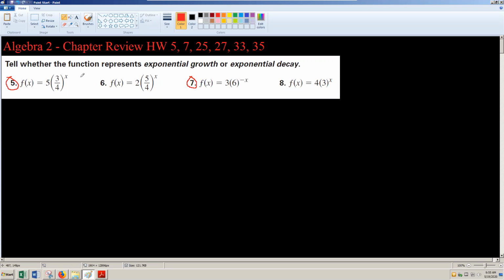So we're looking at the chapter review homework. I'm going to start it with number 5. So here we're just trying to tell whether the function represents exponential growth or exponential decay. So for these ones, this is the 4x4 grid that I showed you.